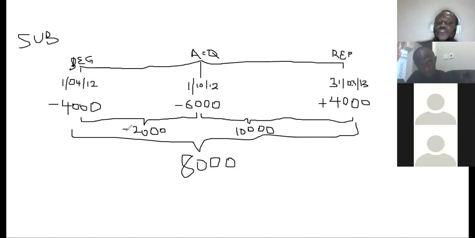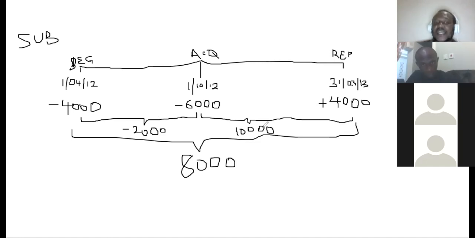So if they made a loss of minus 2,000 for the first part of the year, for the first half of the year, if they had minus 4 before and they made minus 2 for the first part of the year, it means they were deeper in negative at the date of acquisition. So they had minus 6. That's minus 4 plus minus 2 gives you minus 6. Those are all things that are important.